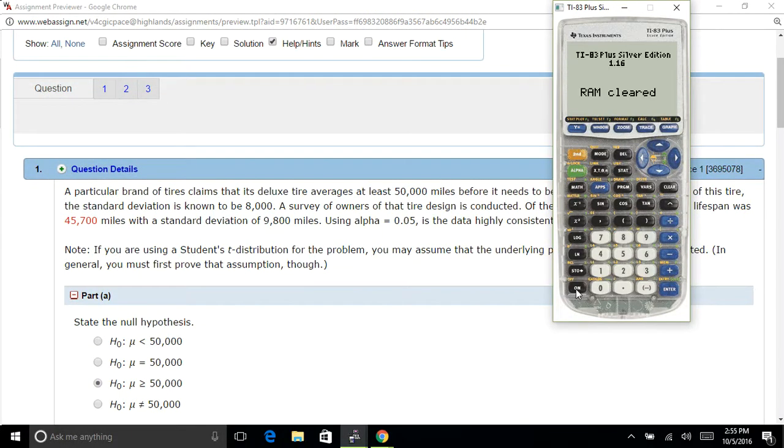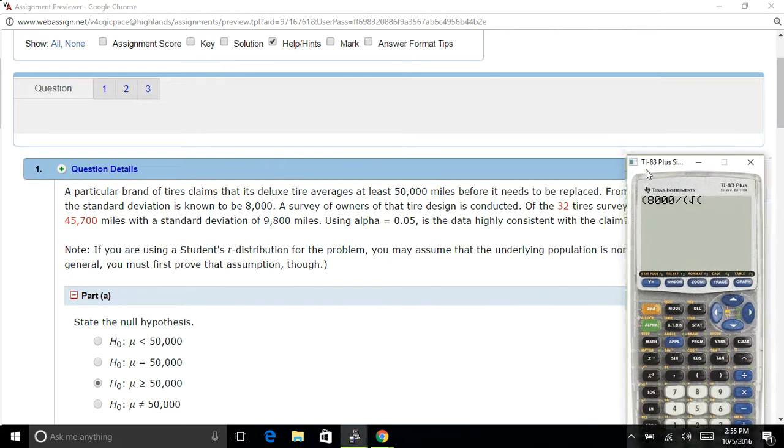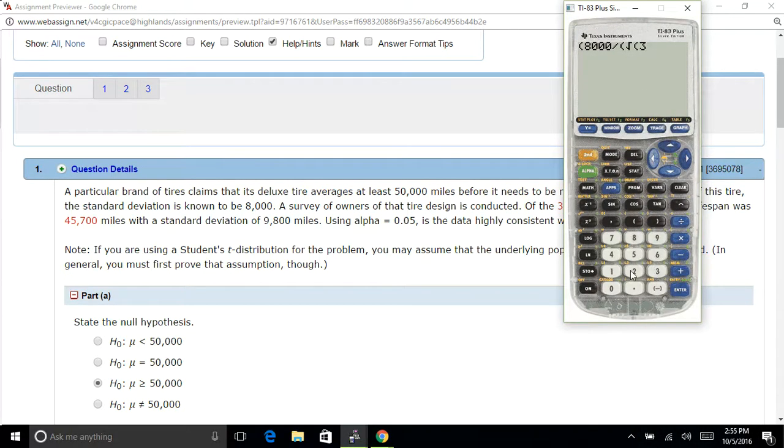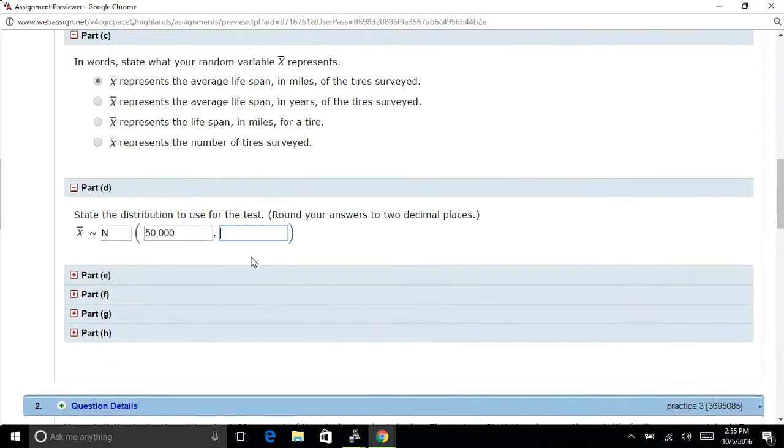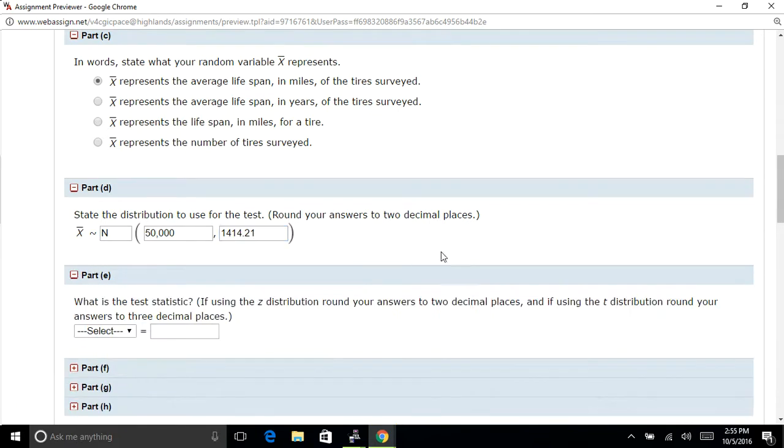Okay. So to get the standard deviation, I need to take the population standard deviation, which is 8,000, and I need to divide it by the square root of the sample size. And for this one, the sample size is 32, which is the n. So close that, and then I get 1414.21. So I'm going to put 1414.21 in here. So that gives me the distribution.